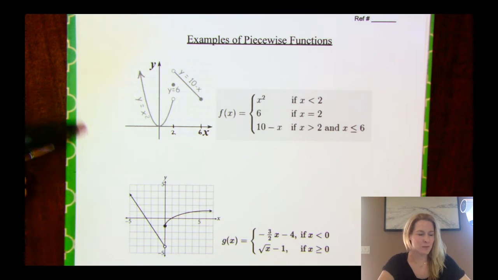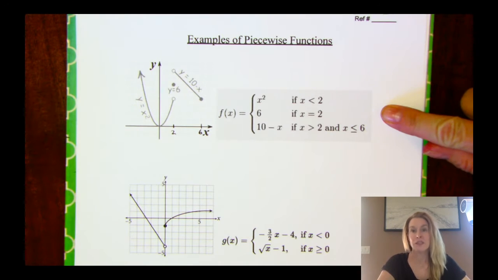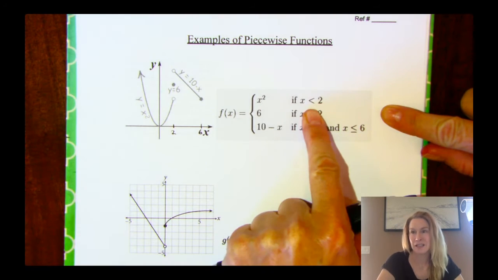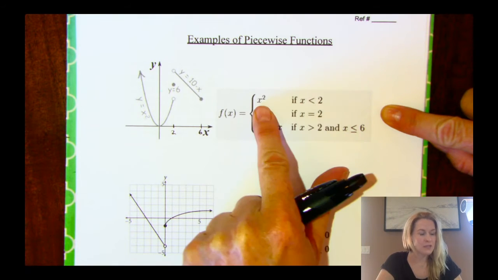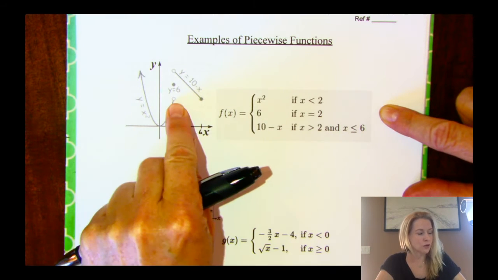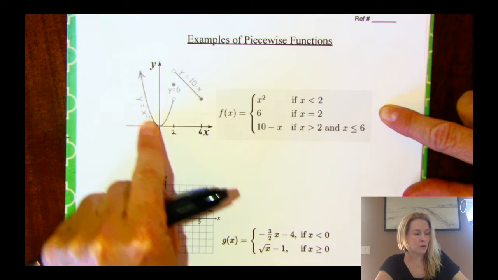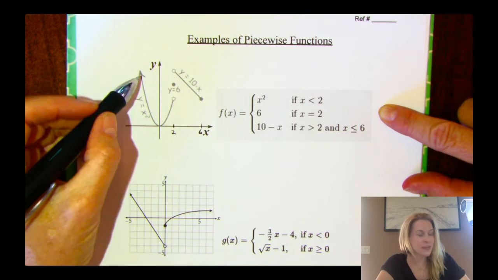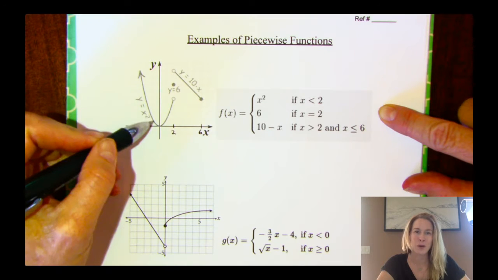The first example, f of x, is in three different pieces. One piece, for the values when x is less than 2, is x squared. You'll notice when x is equal to 2, we have an open circle here, and then the parabolic function here representing y equals x squared. And there's an arrow here at the end showing that it keeps on going.